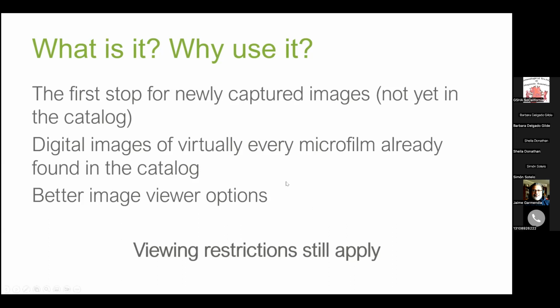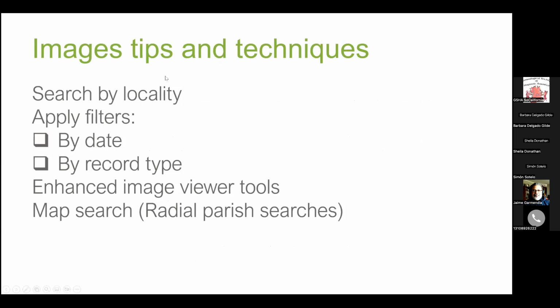So, some tips and techniques that you can use in the images section. It's basically designed to search by locality. You can apply filters to your results, just as you could in your search results. You can filter by date and by record type. As I mentioned, it has the enhanced image viewer tools. And then you can also do a map view search or a radial parish search.